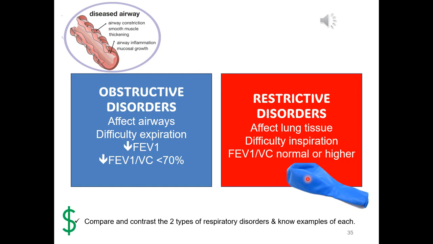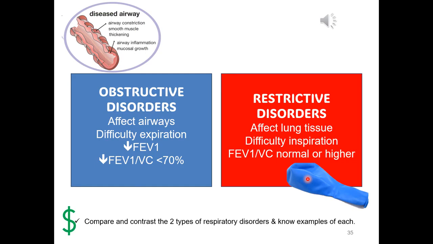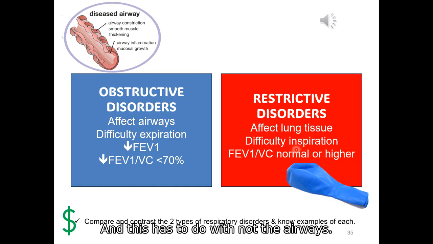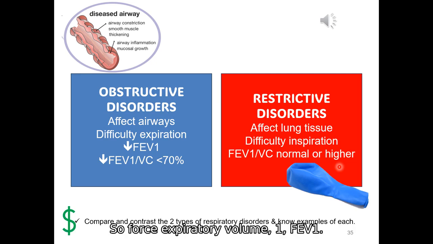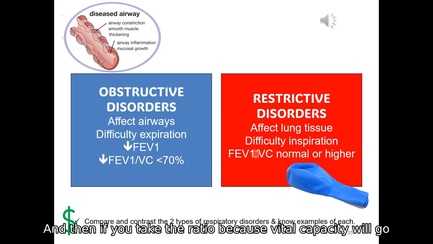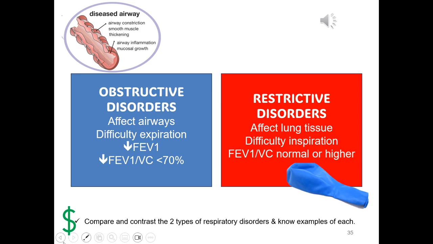Restrictive disorders, think of a stiff balloon, or think of a rib cage with a really tight belt around it. It's going to be difficult to inspire, and this has to do with not the airways. It's not an airway issue. It's a lung issue or a structural issue. And so usually in this case, you see a normal forced expiratory volume 1, FEV1, and then if you take the ratio, because vital capacity will go down as their disease progresses, it may even be higher than 70%.